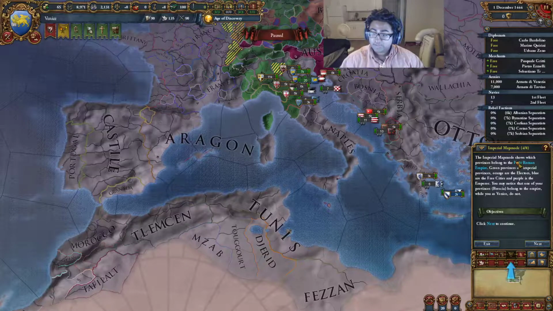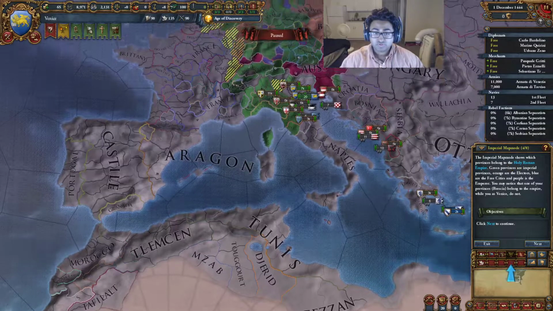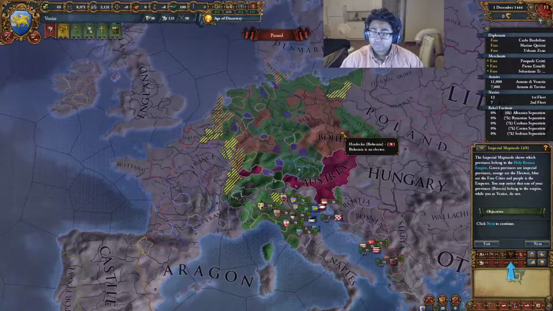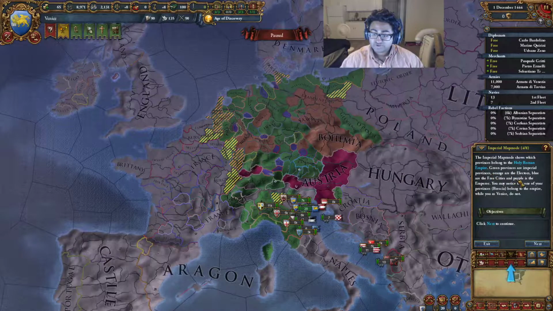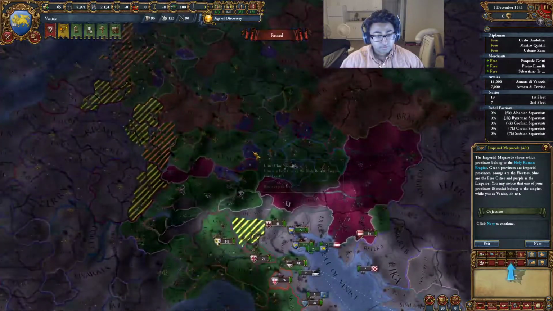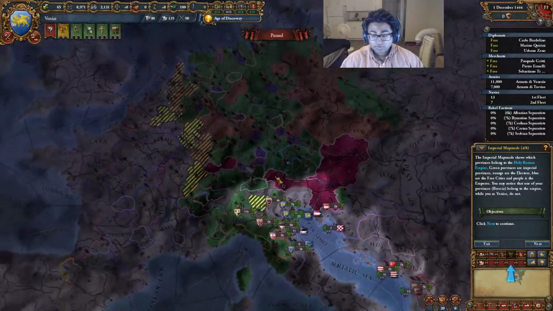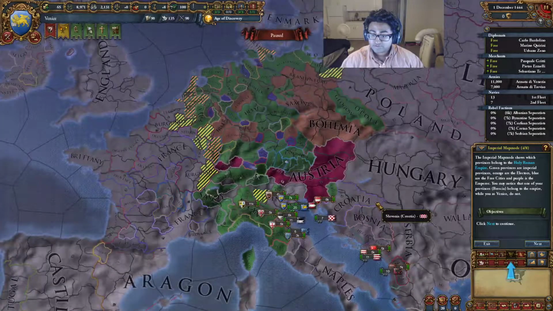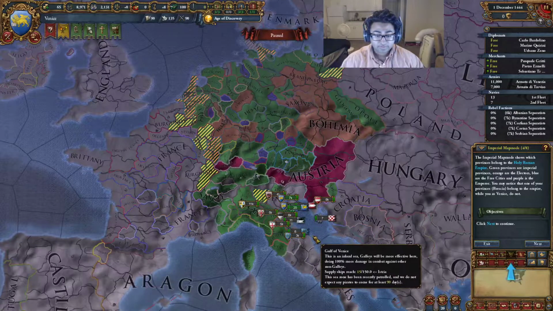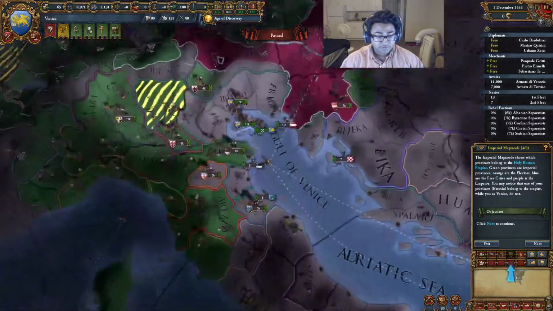The Imperial map mode shows which provinces belong to the Holy Roman Empire. Green provinces are imperial provinces, orange are the electors, blue are the free cities, and purple is the emperor. You may notice that one of your provinces, Brescia, belongs to the Holy Roman Empire, while you as Venice do not.